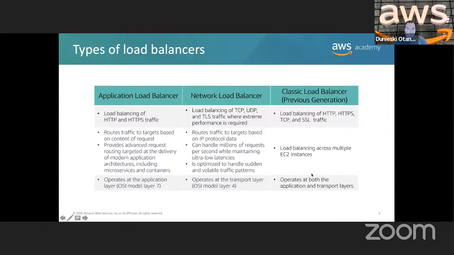both layers. So keywords here, guys, don't forget keywords: HTTP, HTTPS, application load balancer; TCP, UDP, TLS, network load balancer; both, classic load balancer. This one will route the traffic to targets based on content of the request. This one based on IP protocol data. This one can handle millions of requests per second. And this one will just provide advanced request routing targeted at the delivery of modern application architectures.